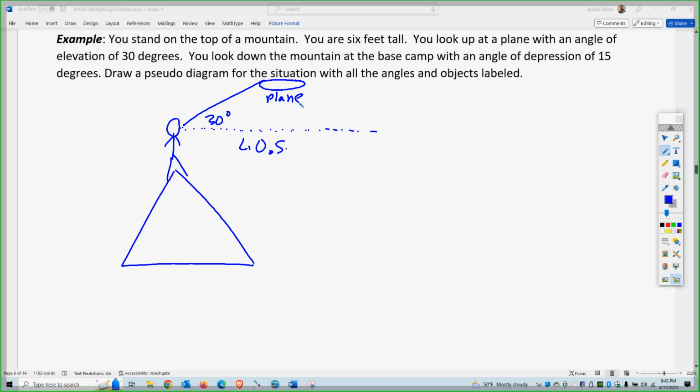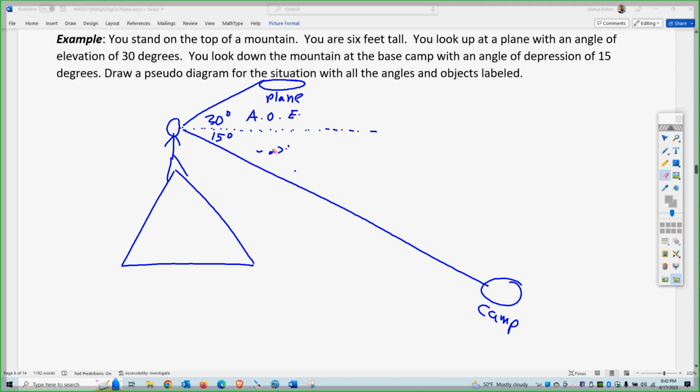So on the ground is a camp. So we'll just say right here, there's a camp, right? And my angle of depression is 15 degrees, right? All right, so let's see here. Angle of elevation. This is my angle. Let's remove the LOS here. This is my angle of depression, right? And this is my LOS. Okay, so that's the general setup of a problem.